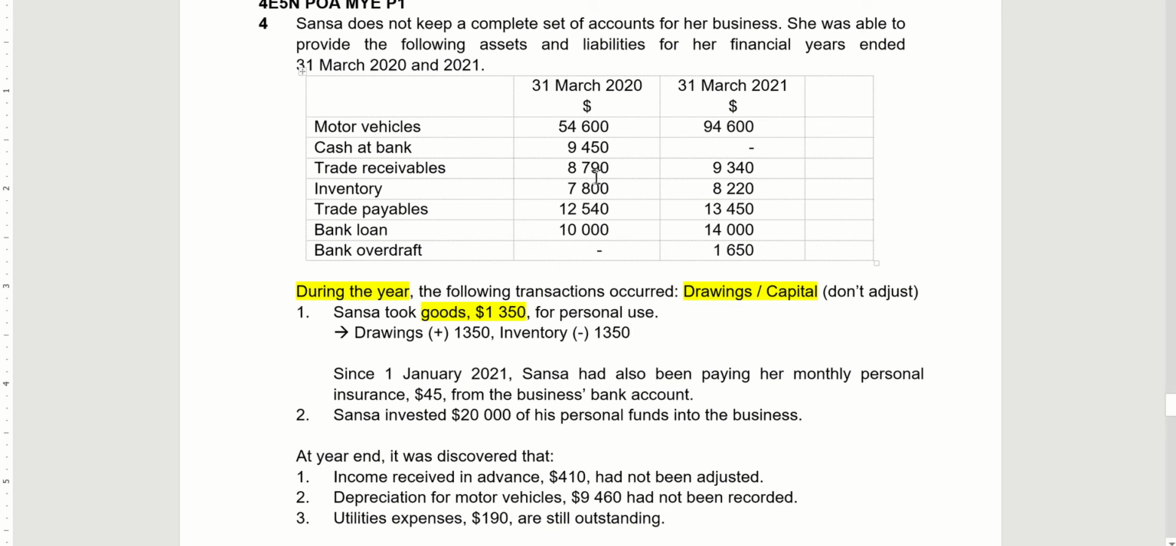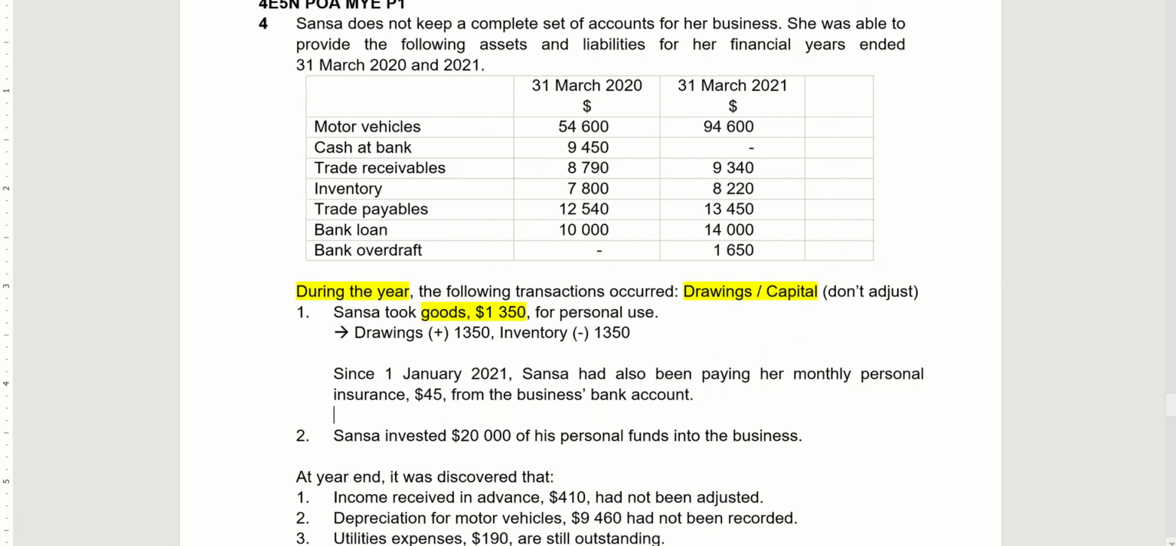At this point in time, everybody would have the desire to go to your inventory and minus off 1350. But do not do it, because this will be adjusted in your statement of adjusted profit later. Also, if it happened during the year, the inventory is already not in your business. At year end, when they counted the inventory, it's already not there. Because it's been taken away already, you do not minus away from your inventory again.